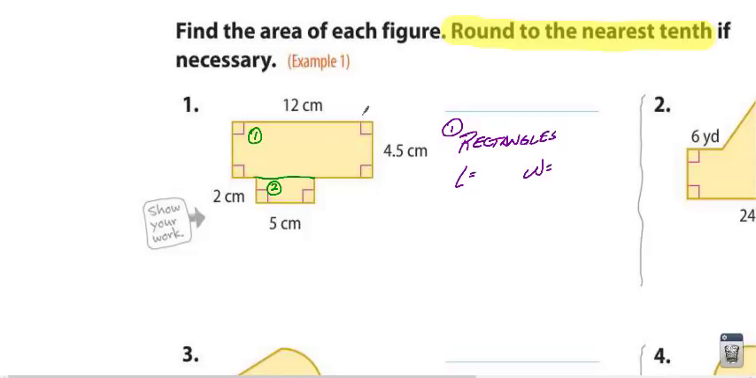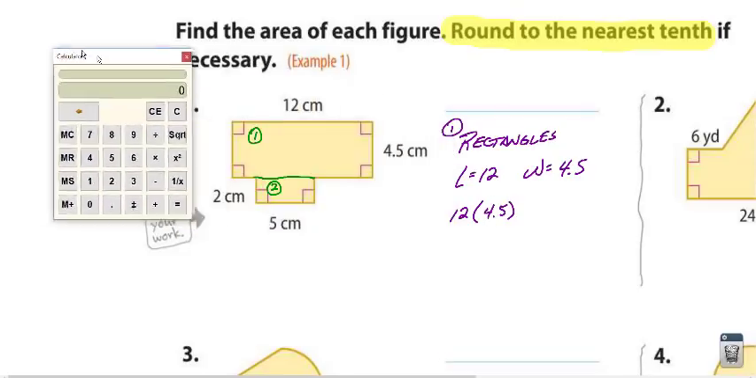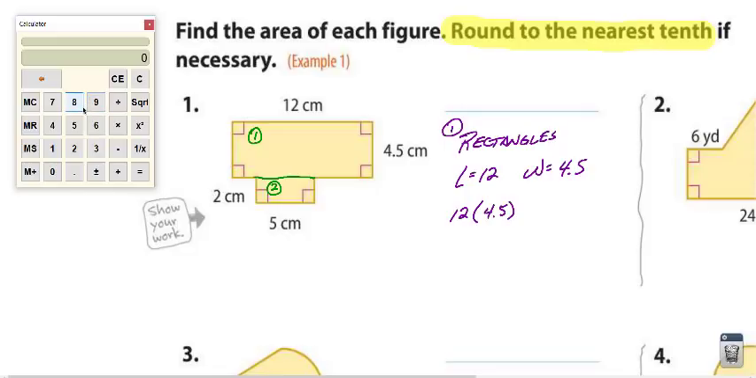So for rectangle 1, my length is 12 centimeters. I don't need to put the unit of measure right here. I can just keep track of that. My width, 4.5 centimeters. So I'm going to multiply 12 times 4.5. So let me get my calculator. I'll shove it way over there. And I am going to have 12 times 4.5. That will be 54. Now I bring my label back. That will be 54 square centimeters. This is a measurement of area.